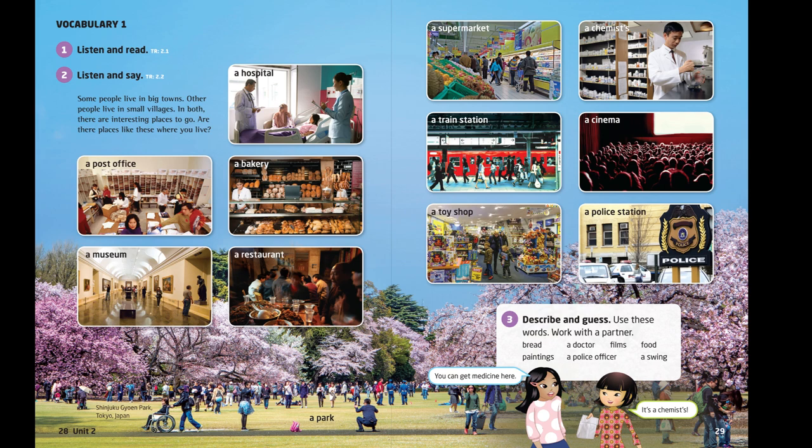A park. You can play on the swings in the park. A supermarket. You can buy lots of food at the supermarket. A chemist's. You can get medicine at a chemist's. A train station. You can catch a train at the train station. A cinema. You can watch a film at the cinema. A toy shop. You can buy toys in the toy shop. A police station. Police officers work in a police station.